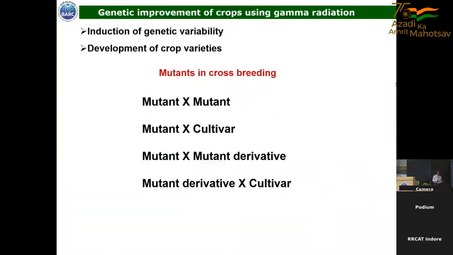So what we are doing with these mutants will go directly to the farmers as a variety if it is having all the unique characters, or we use these mutants in mutant into mutant crossing, or mutant with cultivar crossing. We do all sorts of combination crossing and follow the progenies to select the better plants, and then we go for evaluation. After evaluation, it will be released as a variety.